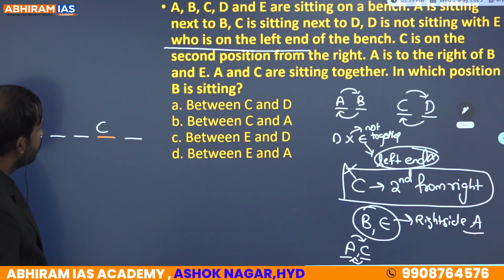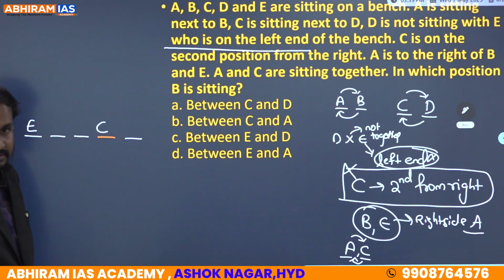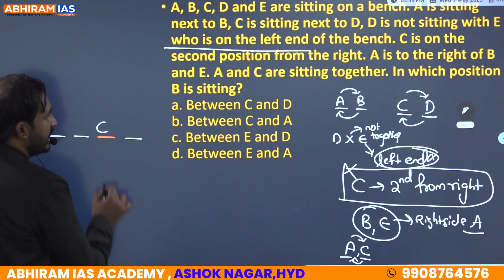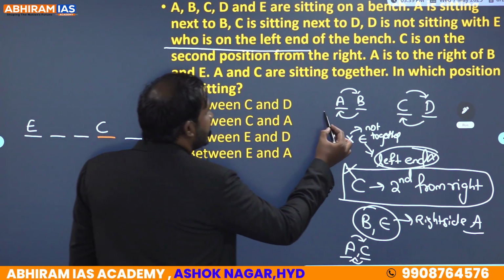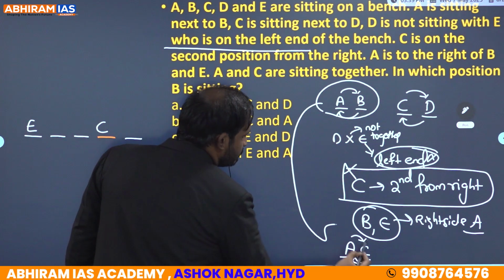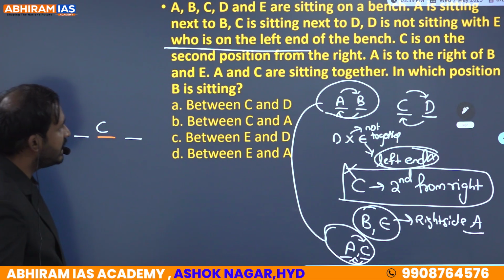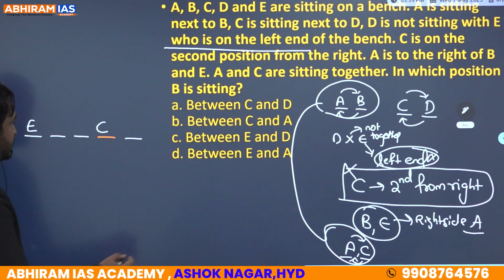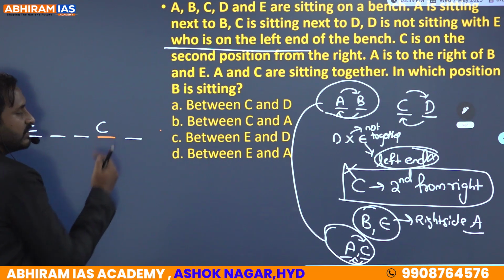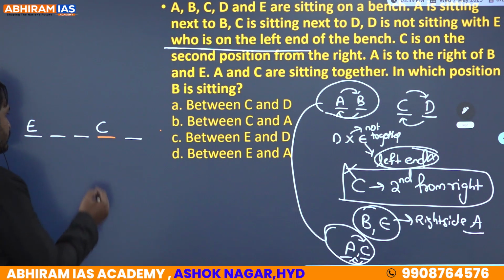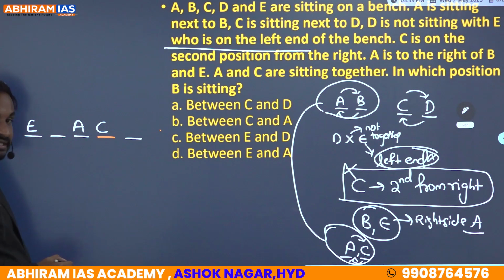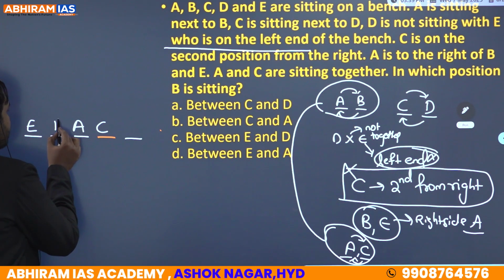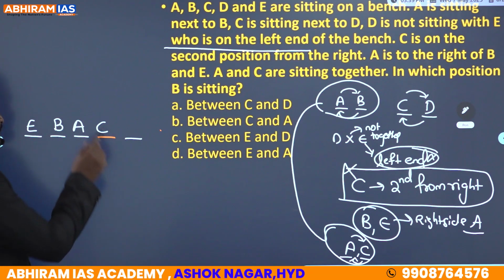Next, what they are telling: A and C are neighbors, and A and B are also neighbors. Please see these two. For example, if I take A here, is it possible for me to place B? No, it is not possible. So the only chance left for me is this one. Here I can place A and B here. Then A becomes neighbor to C and A becomes neighbor to B as well.